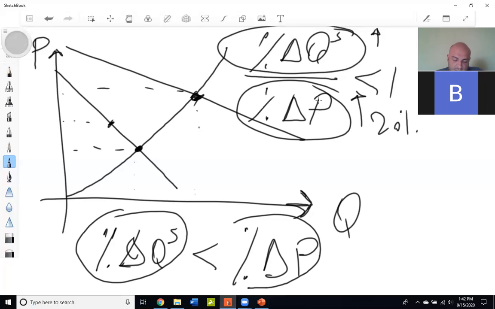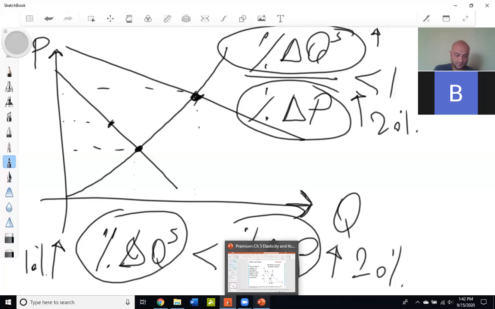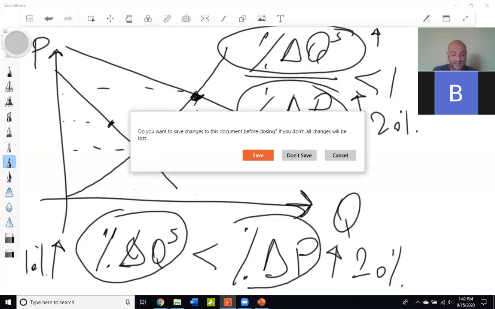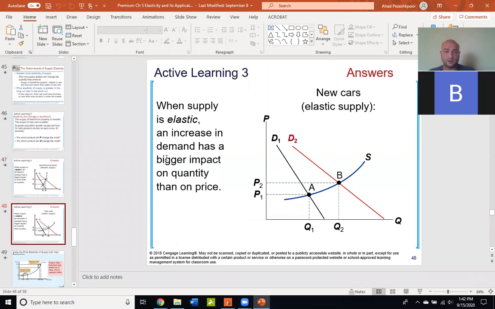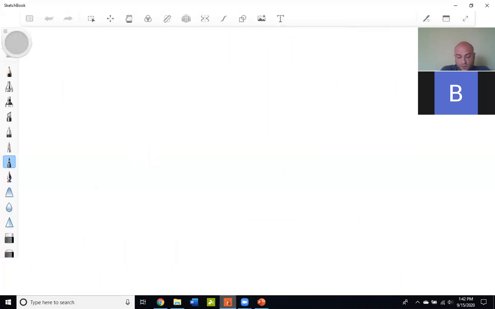Less than 20. Again, exactly. If this increases by 20%, because we are having an inelastic supply, this will be less than 20%. Let's say, for example, 10%. This is for an inelastic good. Now, the opposite holds for the elastic good, for the new car.